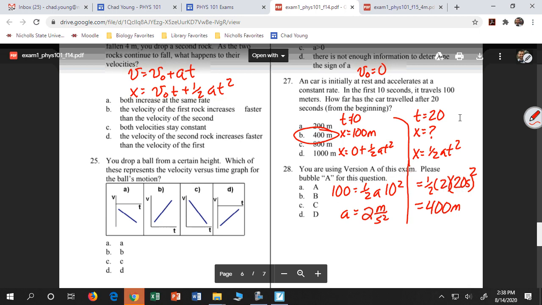Notice that in the first 10 seconds, it travels 100 meters. And then after twice that amount of time, it travels 4 times that distance. So actually, this motion, where I have a constant acceleration of x versus t, looks like this. It's a quadratic function that as I double the time, I quadruple the distance because x is proportional to t squared. Okay?